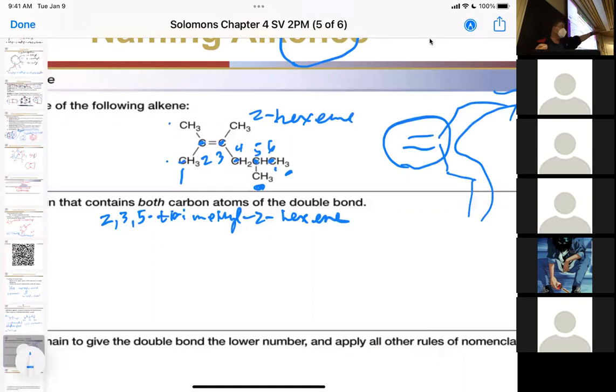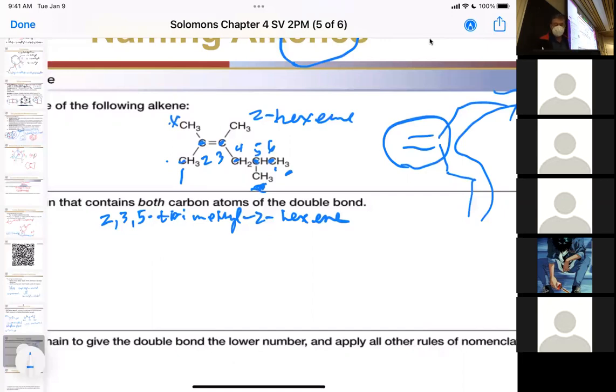You can number it differently as long as you choose this methyl group and this methyl group, you should still get 6. Right. And you still should get the alkene on number 2. So you have choices, but the numbers still end up the same.